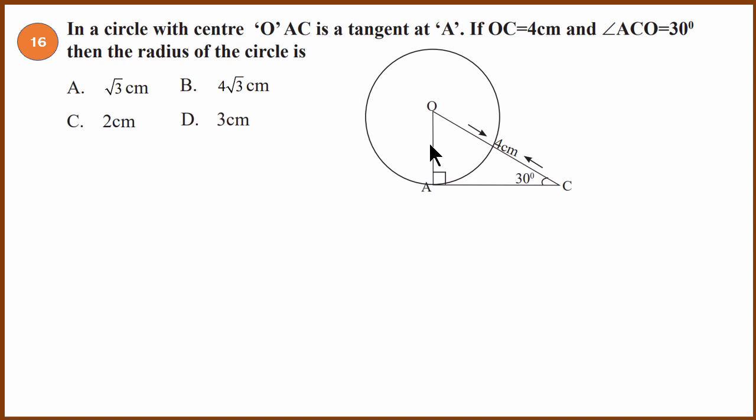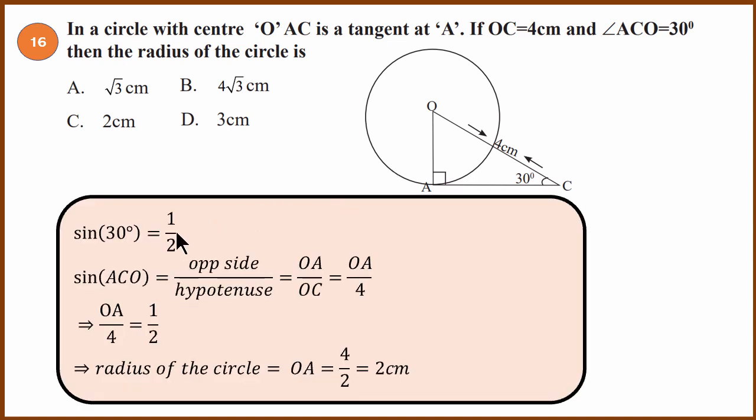So let us see how to do it. Sine 30, if you remember the key value, it is 1 by 2, half. So in triangle ACO, for the sine 30 the opposite side is OA. What is the hypotenuse? OC. OA we don't know, we have to find it. OC is 4 cm, they have given. So we can write OA divided by 4 equals half.